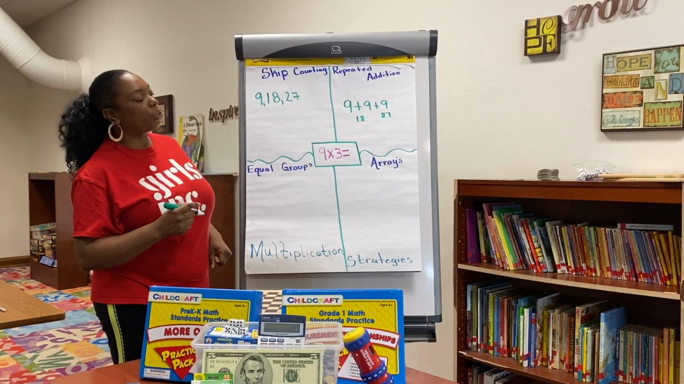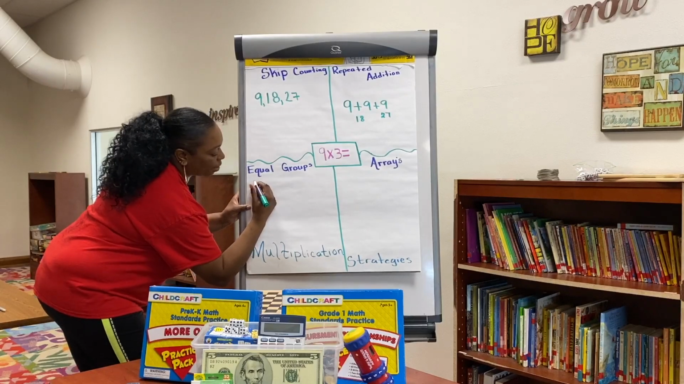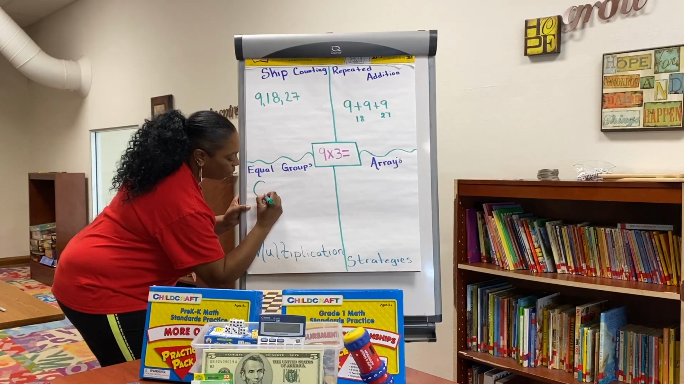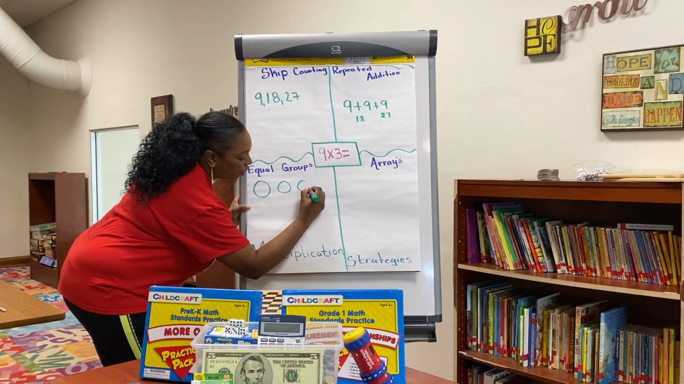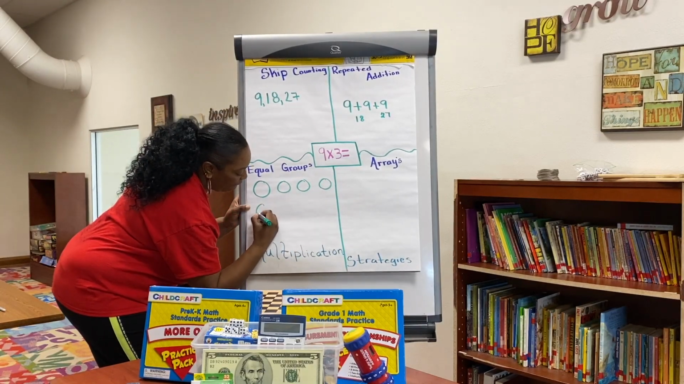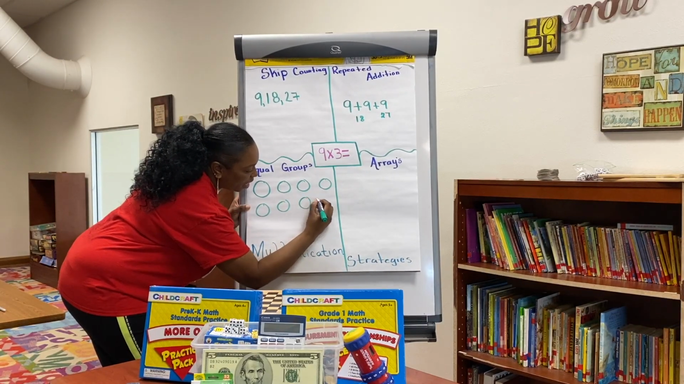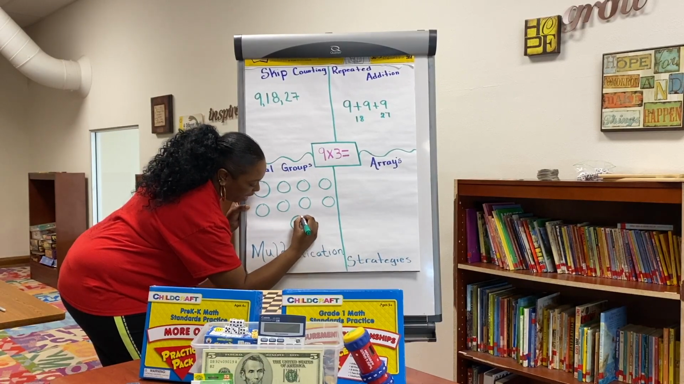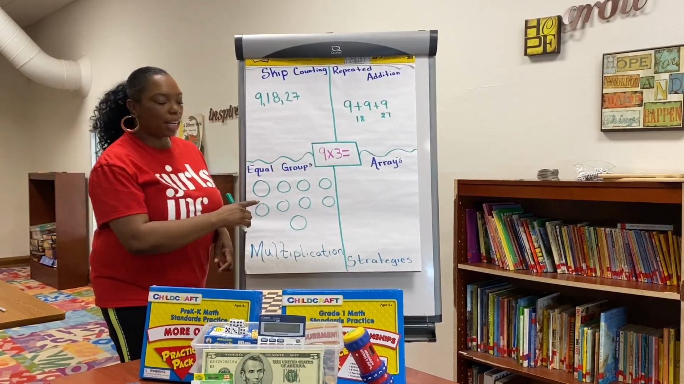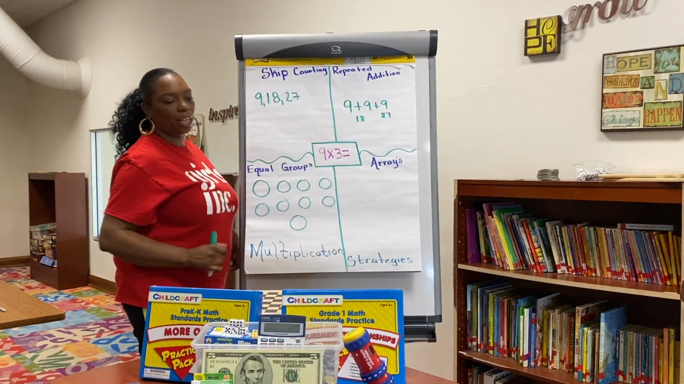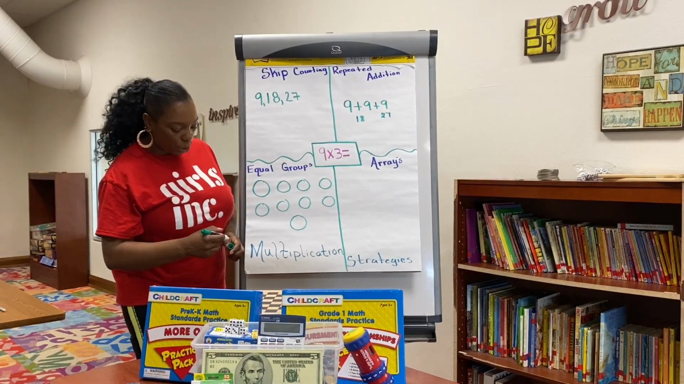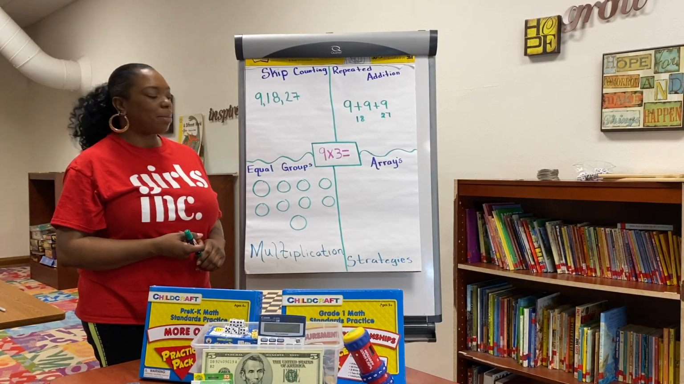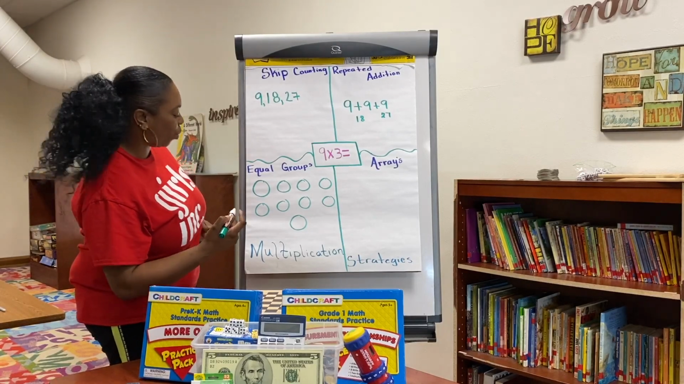So the first thing I'm going to do is create 9 groups. It doesn't matter what shape you use. 1, 2, 3, 4, 5, 6, 7, 8, 9. Now, I created 9 groups because the first factor in the equation was 9. Now, I'm going to put 3 objects, 3 shapes, or something inside of each of these groups.